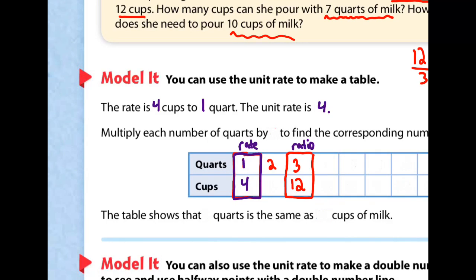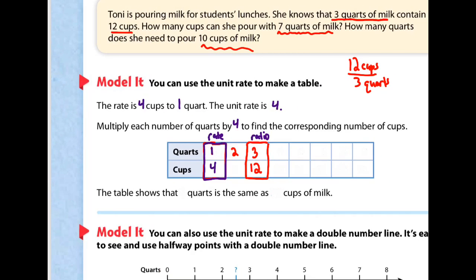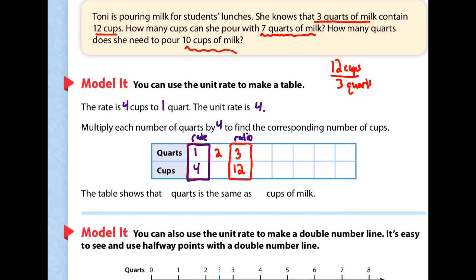Now, remember, the key to solving all these problems is knowing the unit rate of 4, because you can multiply or divide all of the quarts by 4 to get your answers. The next part says multiply each number of quarts by 4, because remember, the 4 is the unit rate, to find the corresponding number of cups. So watch how I fill this out. I have 1, 2, 3, 4, 5, 6, 7, 8. And then I just have to multiply each of those numbers by 4.